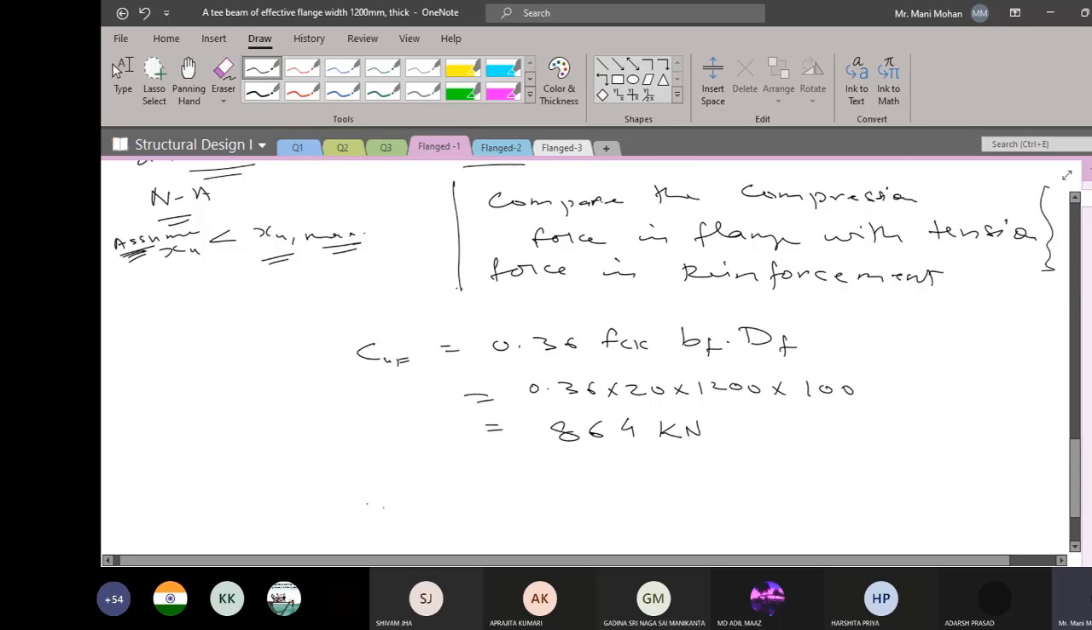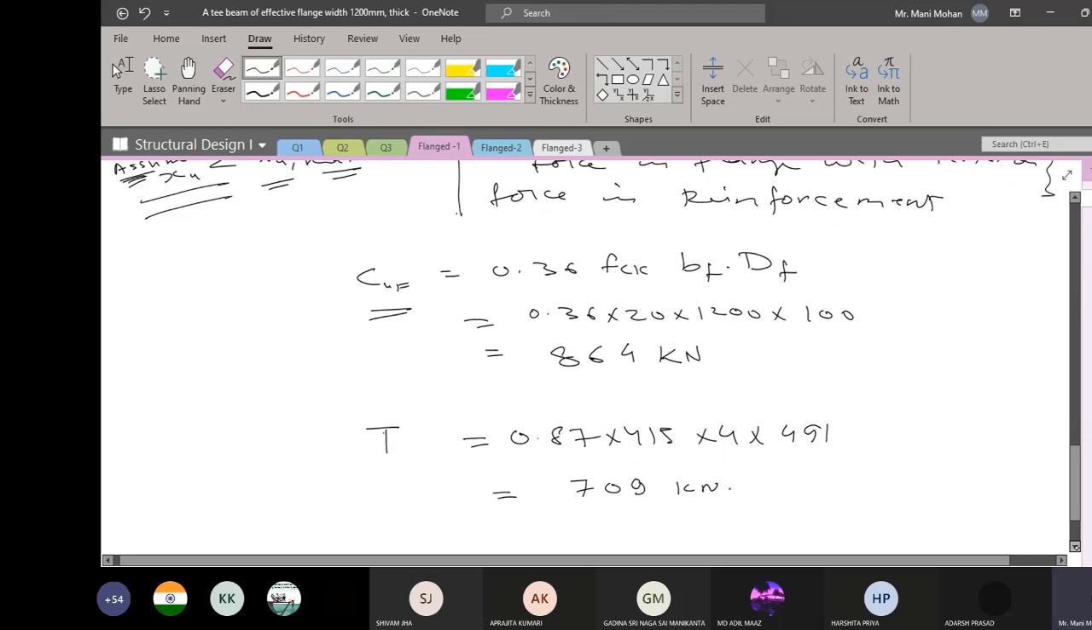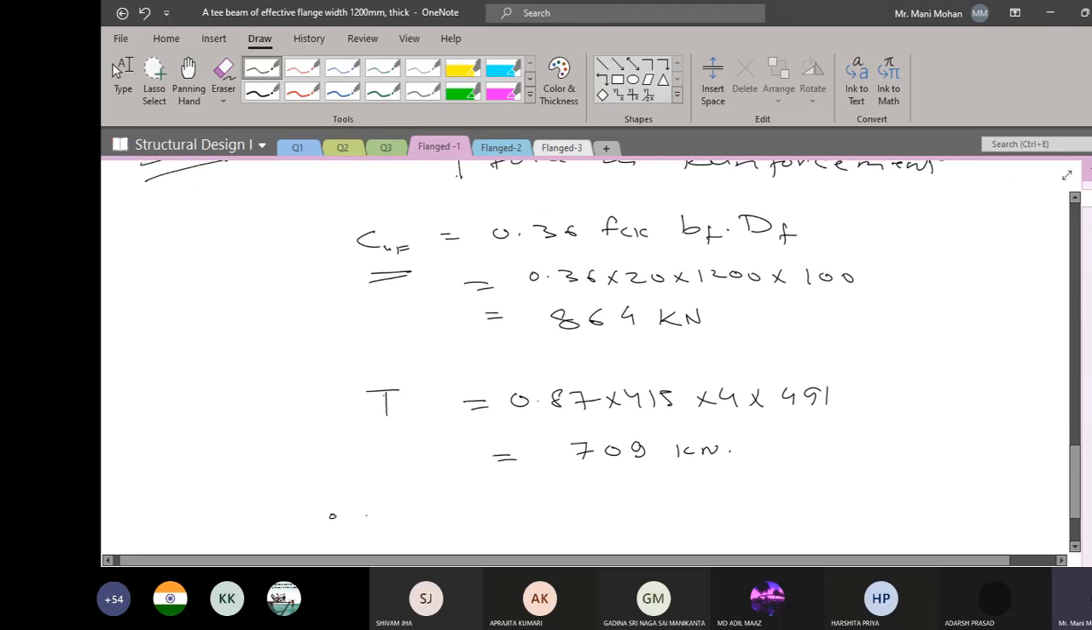Next, you compute what is the tension force in your reinforcement. Since my reinforcement is yielding because of this condition, it will be 0.87 into 415 into Ast, which is 4 into 491. So how much do you get for this tension force? 70910. Okay, 709 kilonewton. All right. So here you can see your compression force in flange is more than the tension force. So it means that your neutral axis is going to lie within flange. So I'll write here, since compression force in flange is greater than tension force, neutral axis lies within flange.